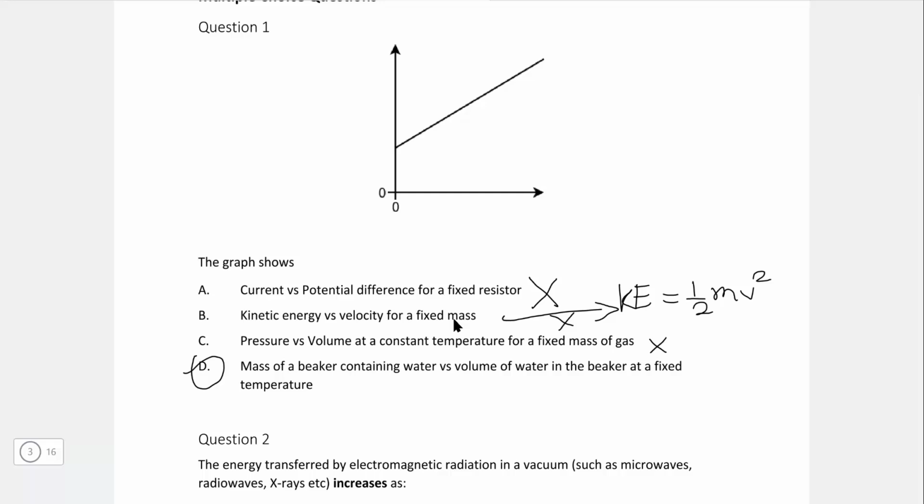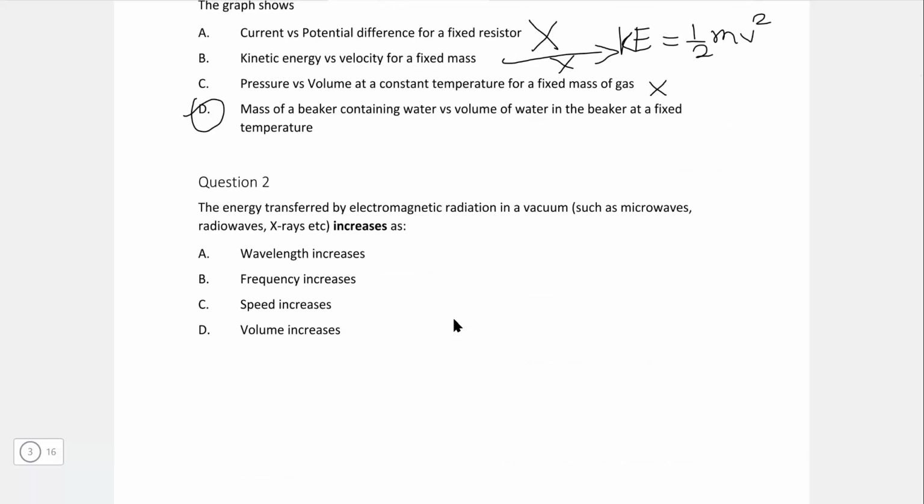This makes sense if we think about it. If on the y-axis we have the mass of the beaker containing water versus the volume of the water, let's draw a little beaker across here. So this here is with the water, but if we were to remove the water, then this beaker will still have some mass, hence the answer is D. Okay, question 2.